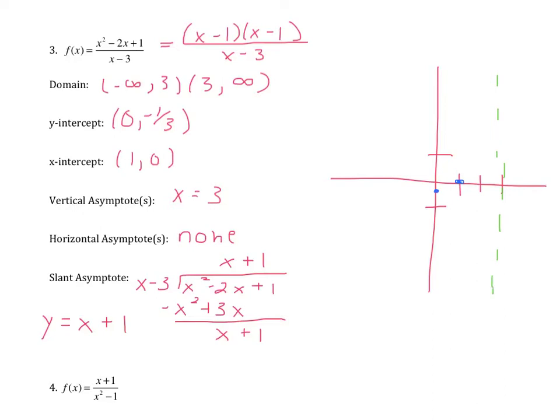And then I'm going to do my slant asymptote at y equals x plus 1. So we just graph that like the line y equals x plus 1. So we start at 1, the y-intercept, and we go up 1 over 1. So it'll just be this diagonal line.